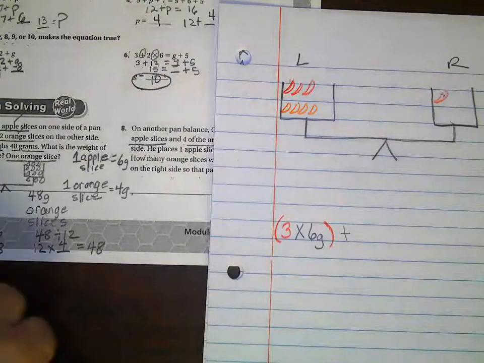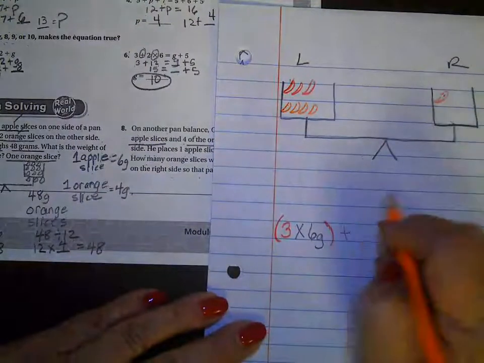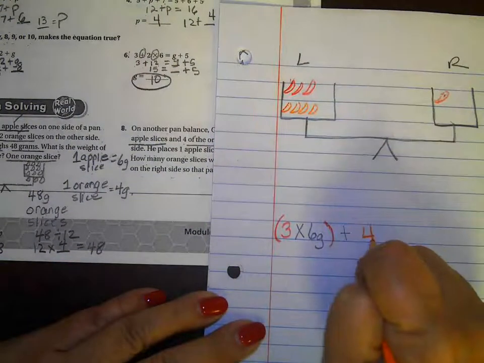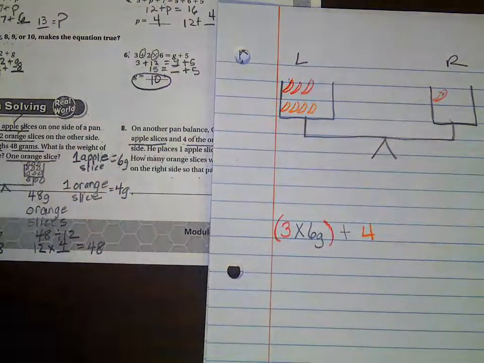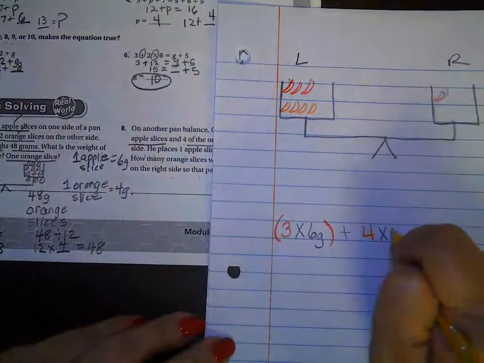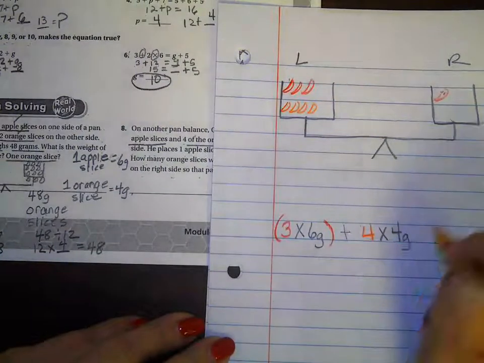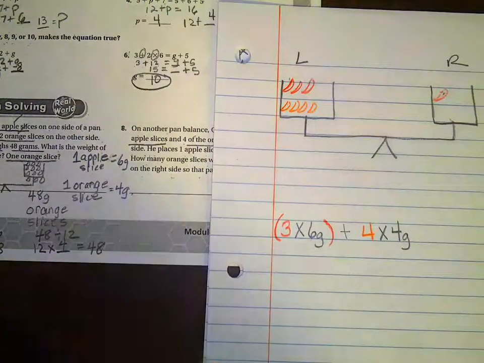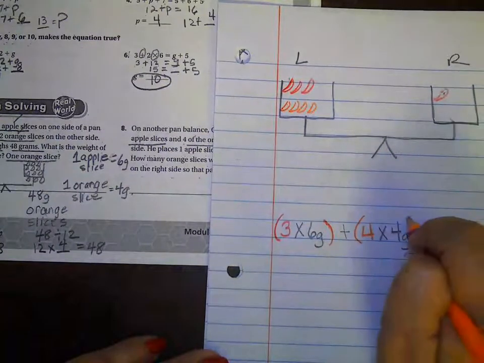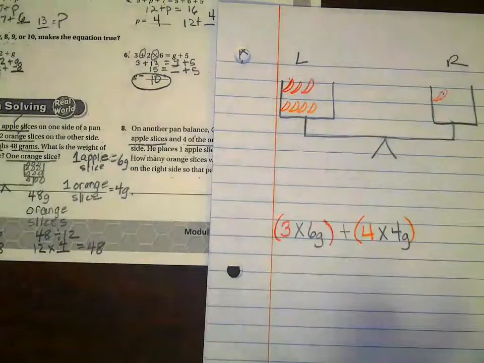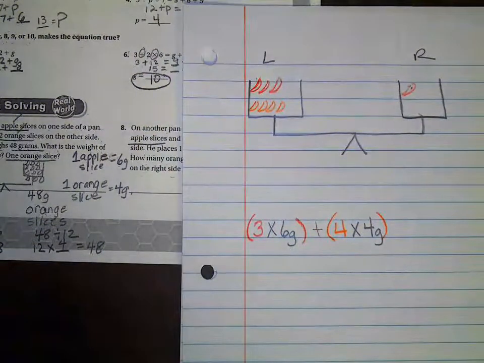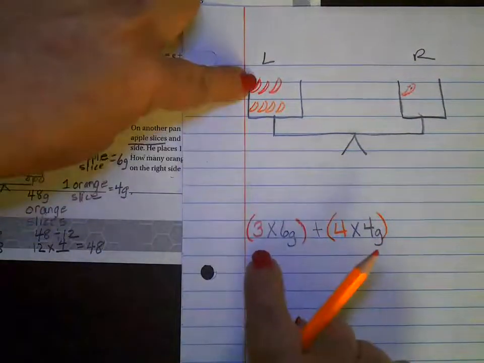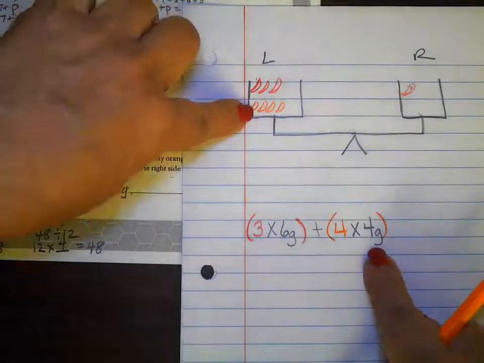So he has 4 oranges and each weighs 4 grams. And I'm going to put that in parentheses. If you didn't want to put that in parentheses, that's fine. I did that just so that you can see the two different groups. This goes together and this goes together.